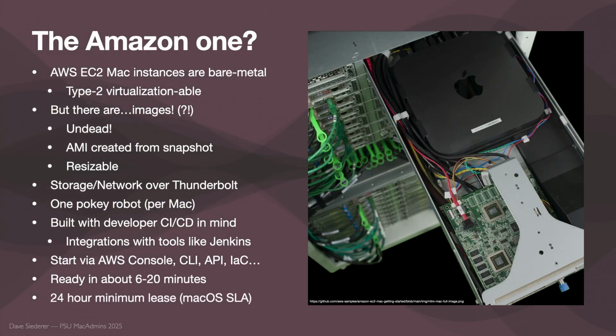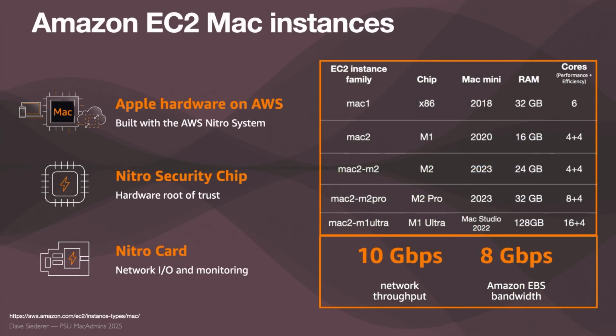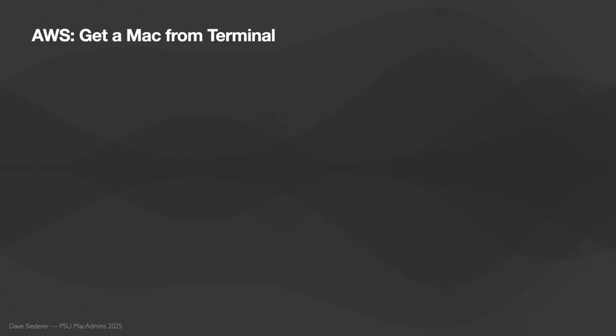And I mentioned before, there is that 24-hour minimum. And Amazon does have 5 different available machines. This goes from an x86 Mac Mini all the way up to, right now, an M2 Pro and an M1 Ultra with a full 128 gigs of RAM. So if you've got a RAM heavy workflow, that's definitely something. There's options.